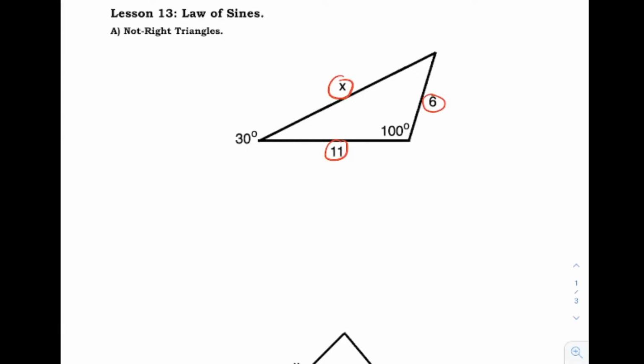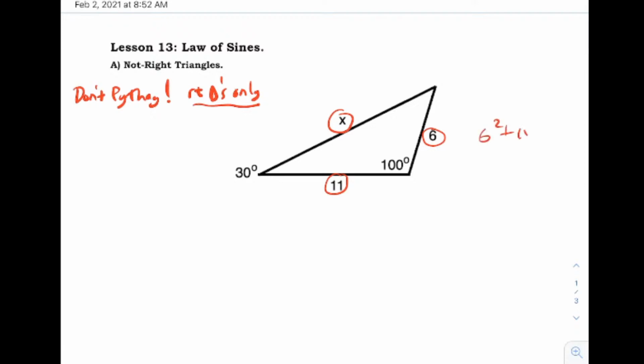How about the Pythagorean theorem? No, you're not going to use the Pythagorean theorem. Why not? Because the Pythagorean theorem is for right triangles only, and that is not a right triangle, which means you cannot use it. If you go 6 squared plus 11 squared and take the square root, you're going to get the wrong answer. It's going to be so wrong.